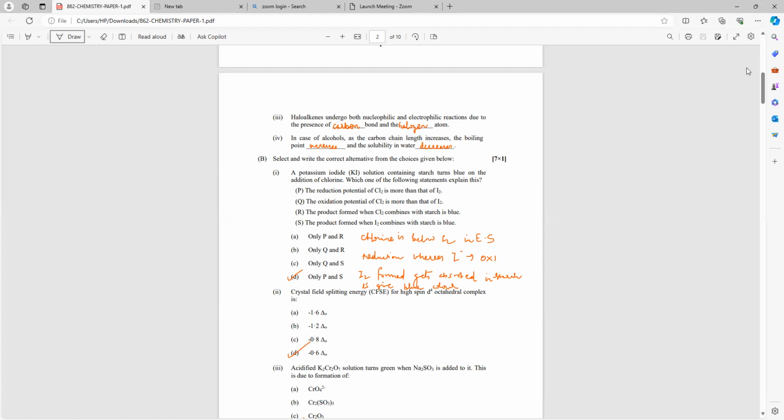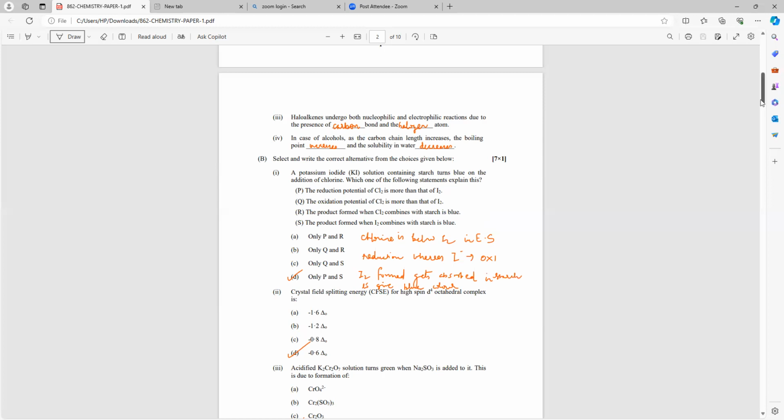The question says a potassium iodide solution containing starch turns blue on the addition of chlorine. Which one of the following statements explains this? Now you have to remember that in the electrochemical series, chlorine is above iodine. Therefore, chlorine shows reduction and iodide ion, I minus, shows oxidation. Because it shows oxidation, iodine is formed, which gets absorbed in starch to give the blue color. So the correct option will be only P and S, that is option D.